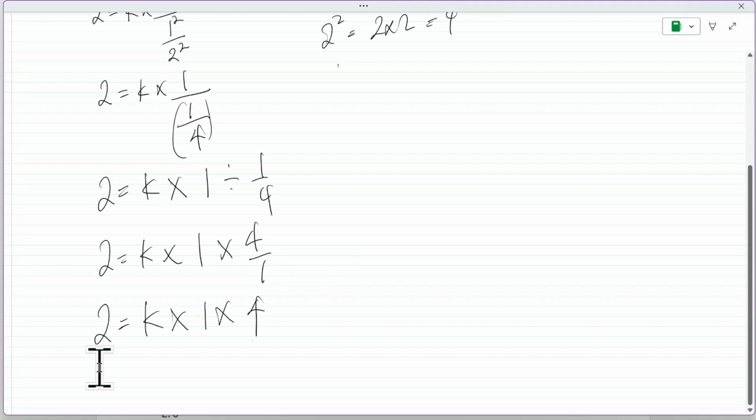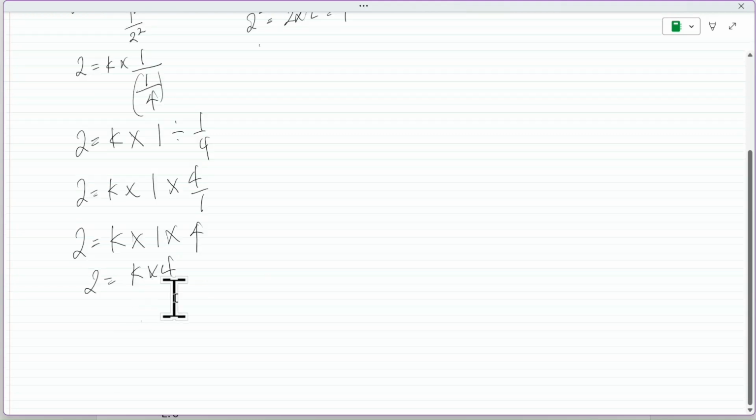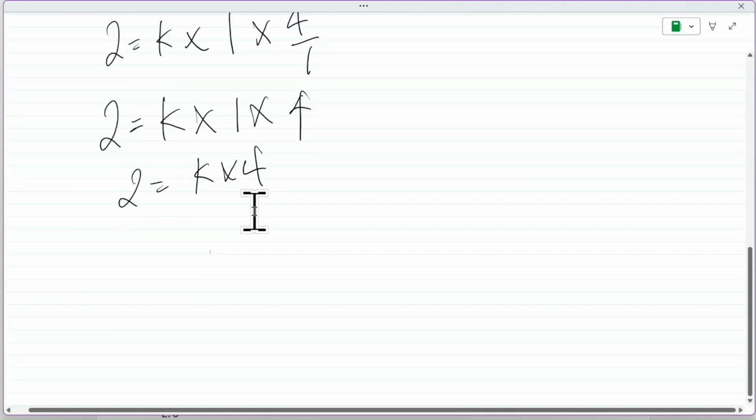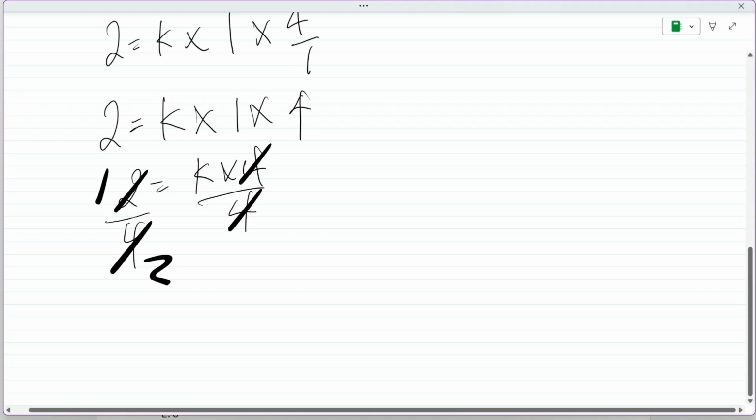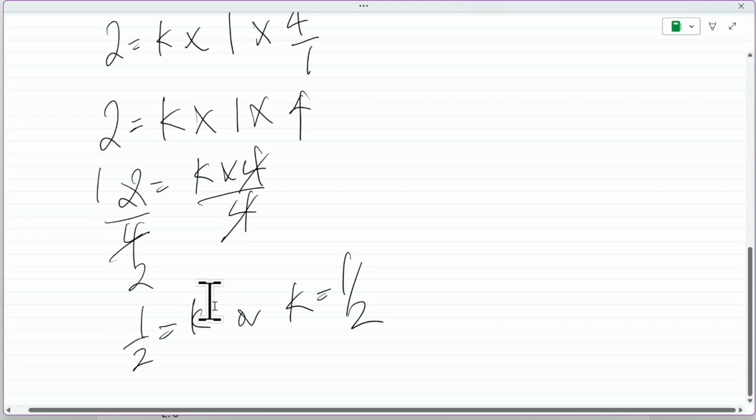Then we have 2 equals k. Then you have 1 times 4, that's 4. At this point, since we're looking for k, we don't need to multiply k times 4. We just divide both sides by 4. We divide this by 4, this by 4. So 4 cancels 4. Then 2 here 1, 2 here 2. Then it means half equals k, or k is half. We found the constant of this question to be half.